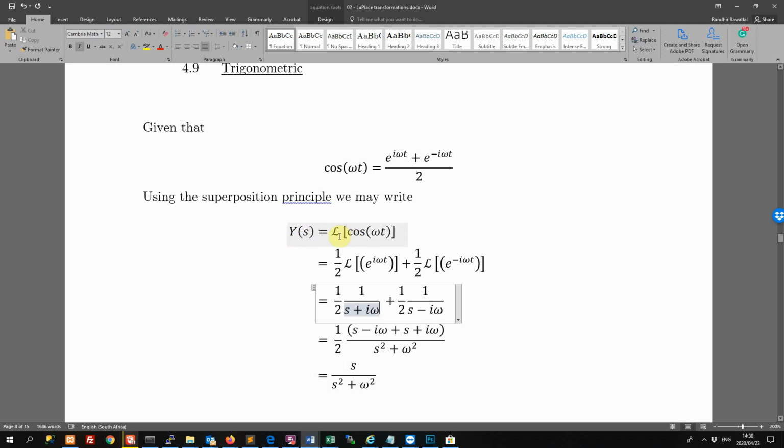So the Laplace transform of a cos is simply s over s squared plus omega squared. And again, you can see a transcendental function which is now converted nicely into a polynomial type function that we can easily do algebraic operations on.